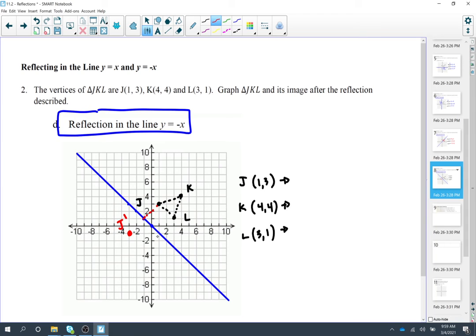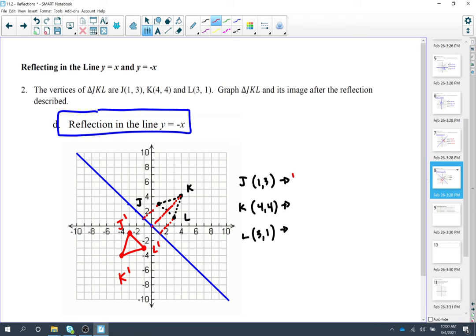Then I'm looking at L to the line. And again, 1, 2 boxes. So I'm going to go out 1, 2 boxes. I'm going to put my L prime. Then K, I'm going to go 1, 2, 3, 4, which means I've got to get 1, 2, 3, 4, and put my K prime. And there's your reflection. You can kind of see the black flipping over that line onto the red.